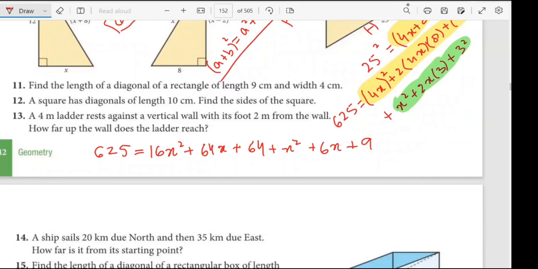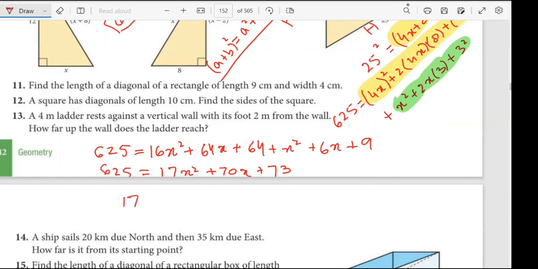Now x square with x square you will solve. 16x square plus x square is 17x square. 64x plus 6x will be 70x. 64 plus 9 will be 73. Right? Yes, it's 73. After that, 625 also you have to bring here.